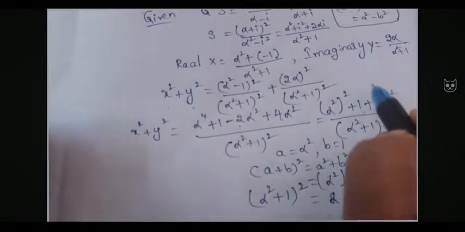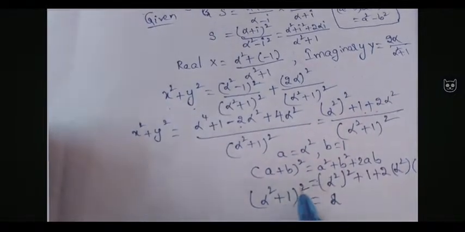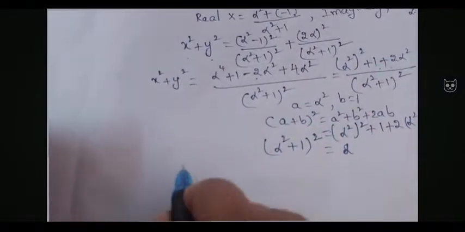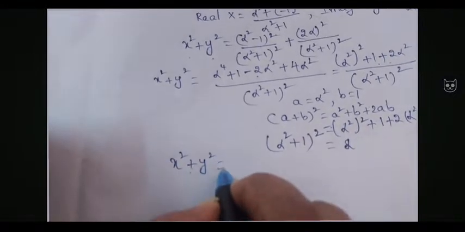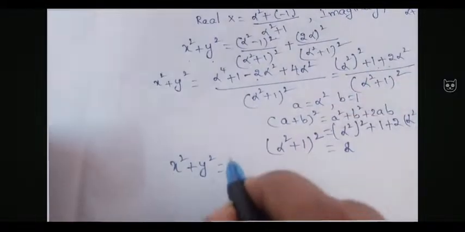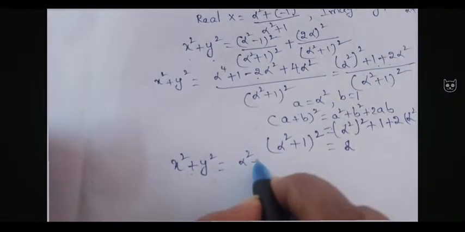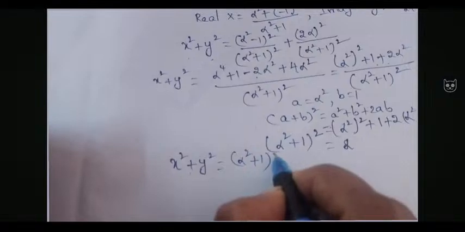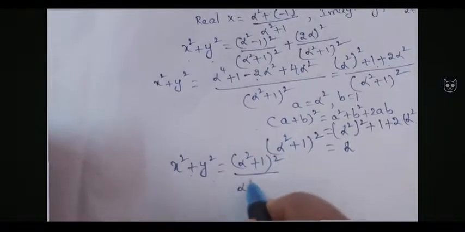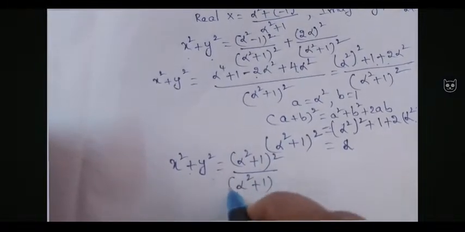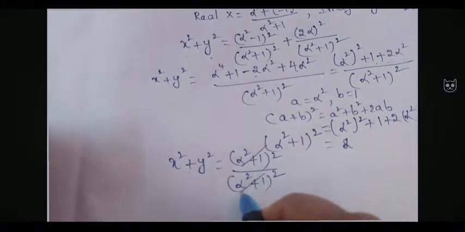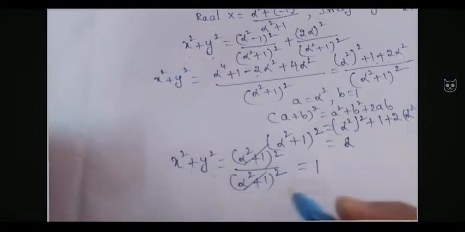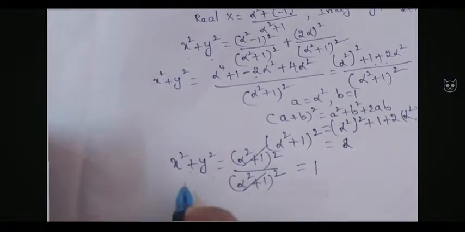Now replace numerator by alpha square plus 1 whole square. So we get x square plus y square is equals to a plus b whole square, that is alpha square plus 1 whole square divided by alpha square plus 1 whole square. So numerator, denominator both are same. So cancel it. We get 1. So it is circle equation.